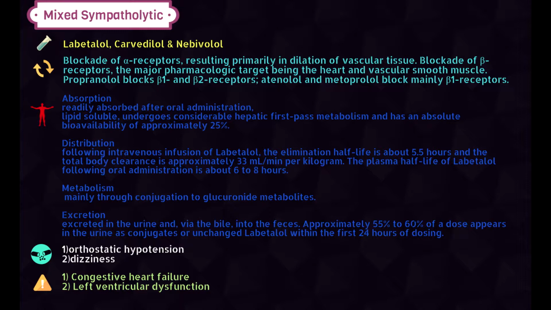Metabolism of the mixed sympatholytics is mainly through conjugation to glucuronide metabolites. They are excreted in the urine and via the bowel into the feces. Approximately 55% to 60% of a dose appears in the urine as conjugate or unchanged labetalol within the first 24 hours of dosing. It is indicated in orthostatic hypotension and dizziness, and it brings side effects such as congestive heart failure and also left ventricular dysfunction.